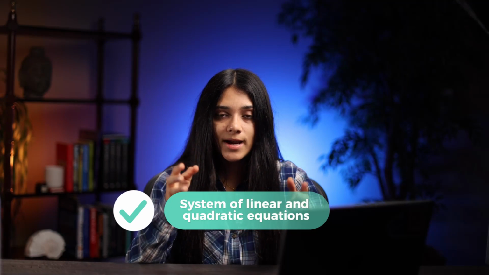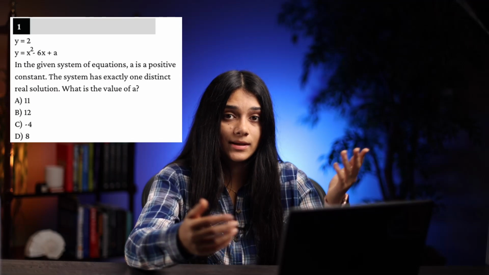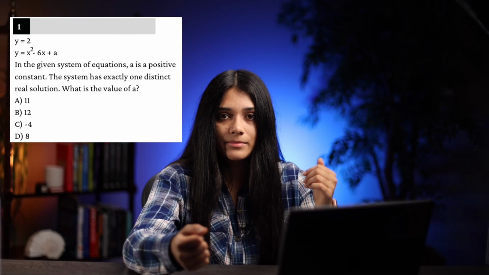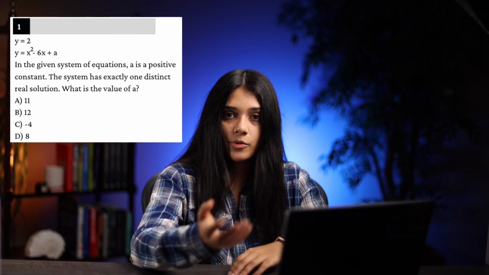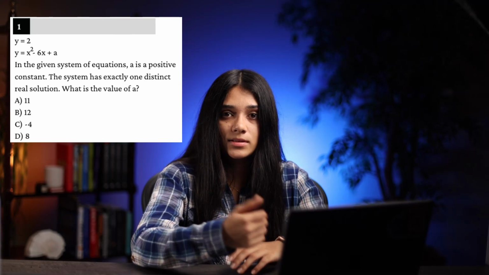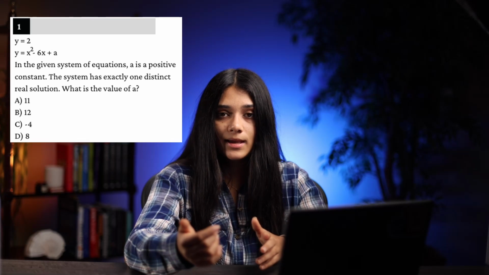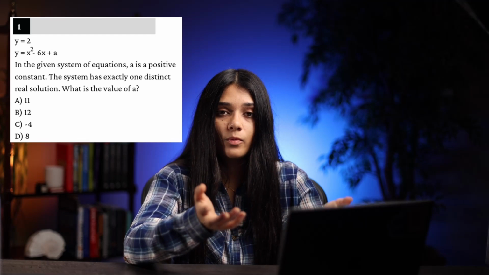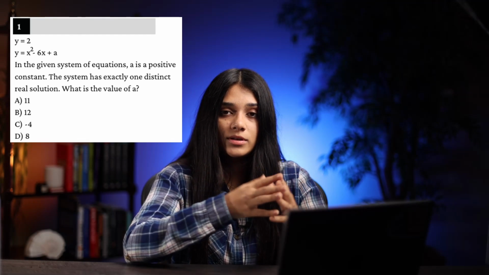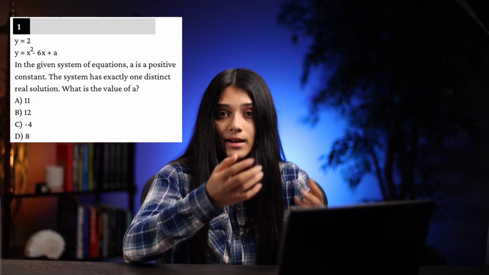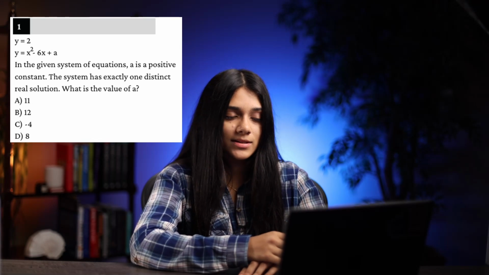Use case number 6 is when we're dealing with linear and quadratic systems. So this is just when we have a system of equations where one of the equations is linear and the other one is a parabola, or a quadratic equation. The question is probably going to ask us, what is the solution to this system? And since we have a parabola and a line, what are we looking for? Well, we're looking for where these two graphs intersect, and that is the solution. So let's take a look at this example.